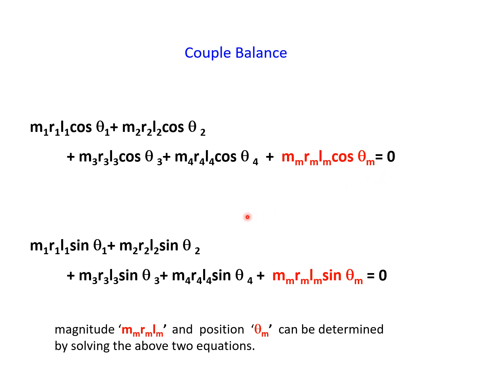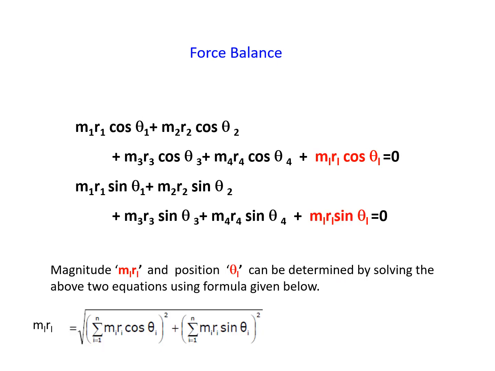Next step would be to find the vertical components of MRLs: M1 R1 L1 sin theta 1 plus M2 R2 L2 sin theta 2 plus so on up to MM sin theta M equal to 0. From these two equations we can calculate MM and the angular position theta M. Then further from MM we can calculate the unbalanced mass. Now on to the next step, which is force balance.